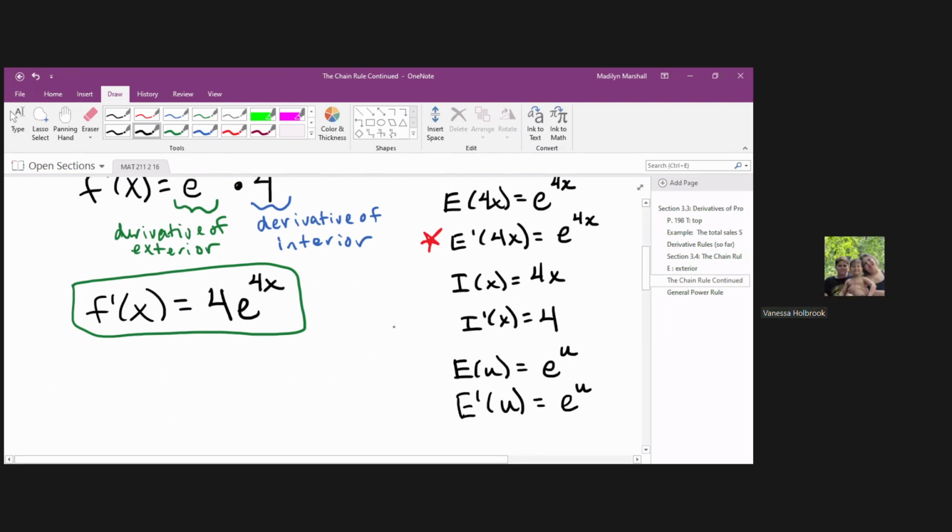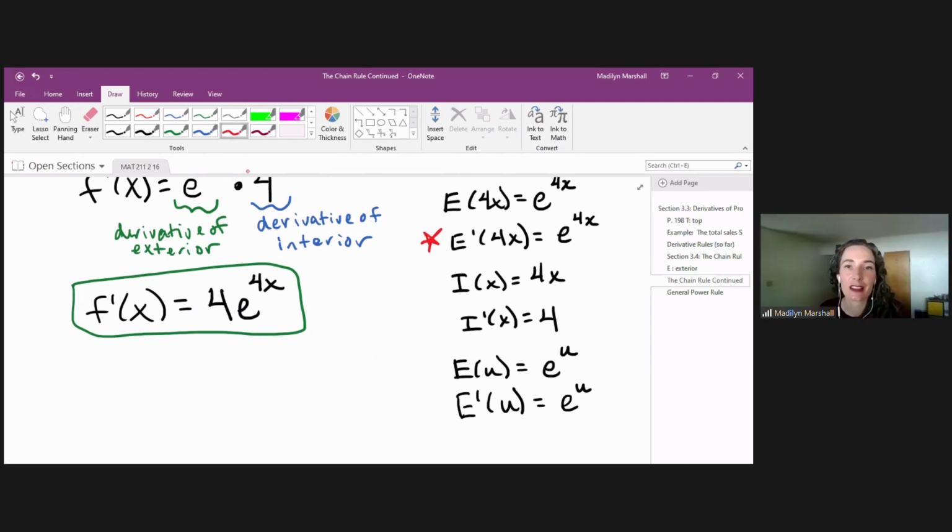Okay. This is why I don't like writing the actual definition of the chain rule, because there's a lot of parts that are really easy to confuse.